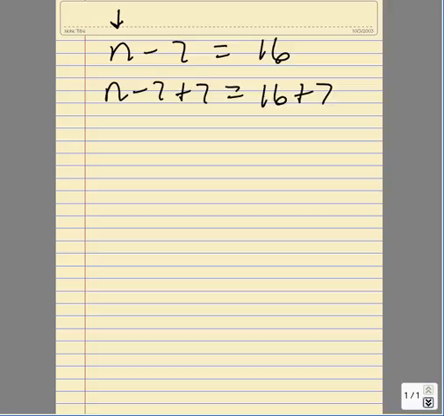n minus 7 plus 7 equals 16 plus 7. And then do the calculations. N equals 23. 16 plus 7 is 23. Now we have to check our problem. So we'll rewrite our original equation.